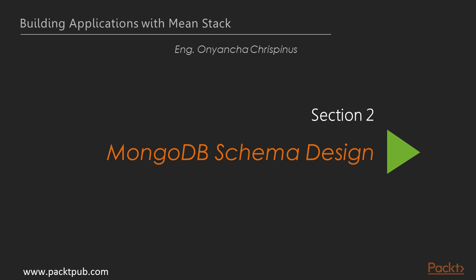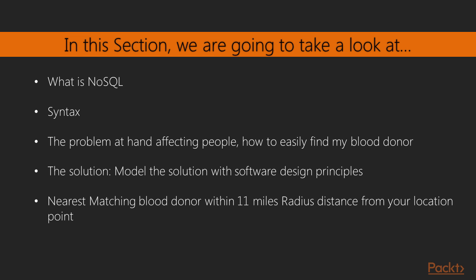In this session, we are going to focus more on understanding MongoDB schema design, which is our second session. We're first of all going to dive in understanding what NoSQL is. We're going to look at the syntax. Actually, NoSQL are databases that are non-relational. Normally, we are used to relational databases. This time around, we are going to focus on a document-based database.